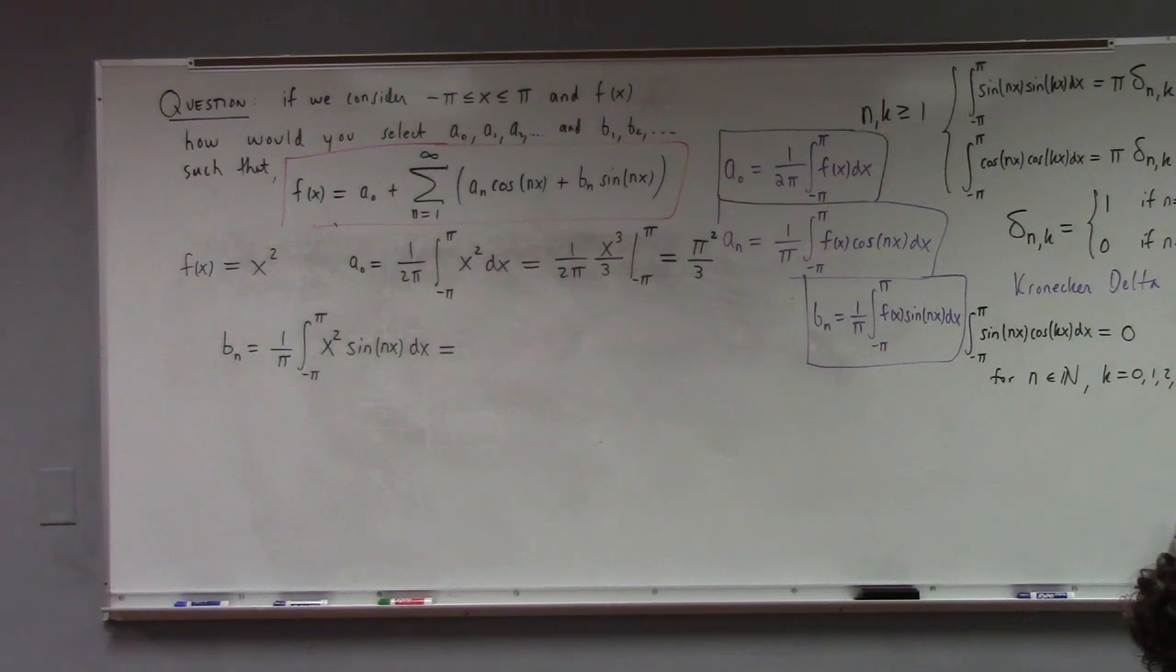So we got pi squared over 3 for the first one. All right, great. Now, what's a sub n? Integral from minus pi to pi of x squared cosine of nx dx. Don't forget about my 1 over pi, right? Somebody want to do this?